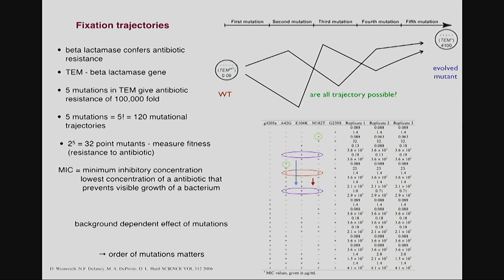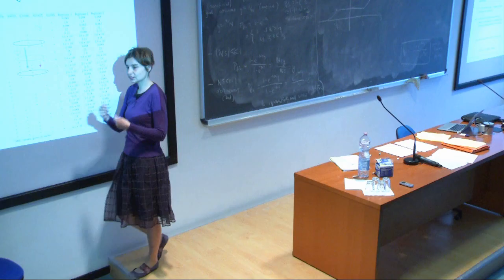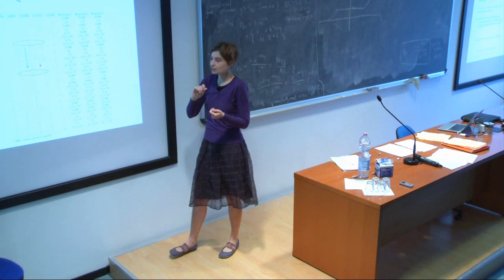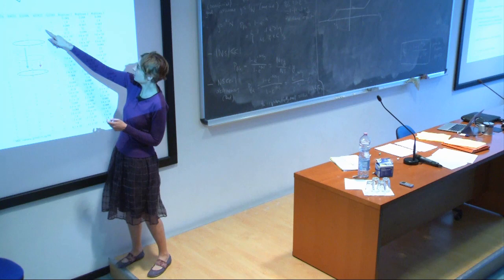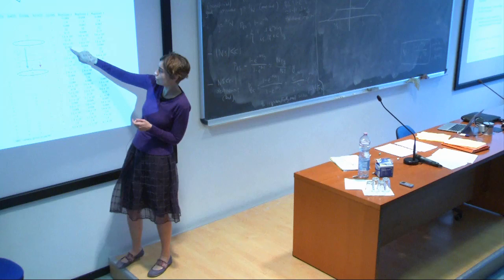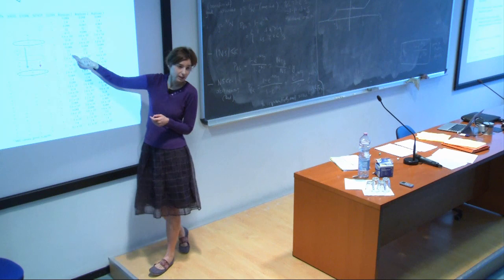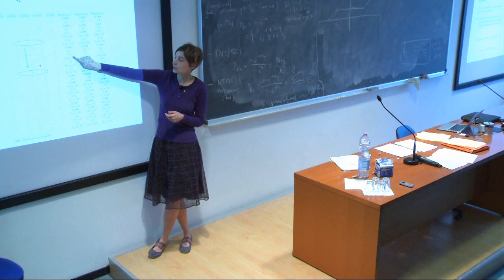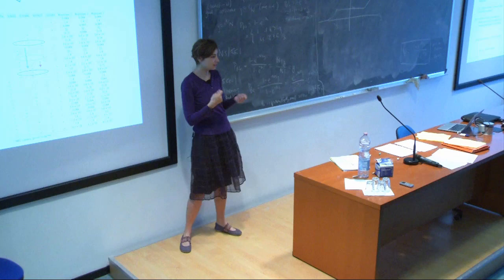The first thing they notice is that the combinations of mutations actually matter. It's not an additive process. If you have this mutation, you don't get any resistance, and if you have this mutation, you don't get any resistance either. But if you have both of them, you suddenly get a huge increase. You go up from this 0.88, which is nothing, to this, which is something. So what you're seeing here are clear interactions.